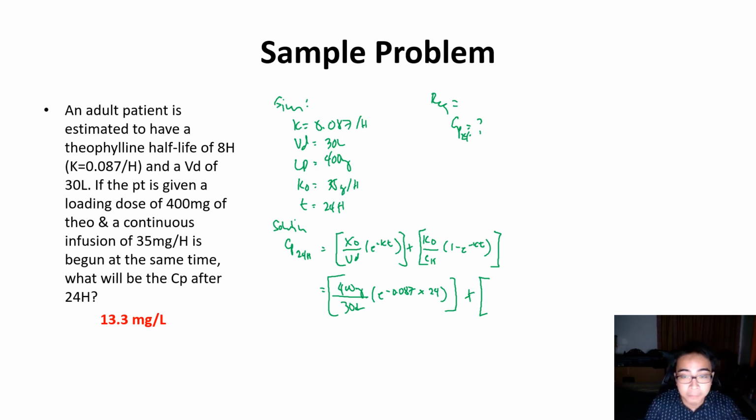Yeah, plus K sub 0, which is 35 milligrams per hour over clearance to, so that's VDK. 30 times 0.087, oops, times 1 minus E negative 0.087 times 24 hours. Okay, unahin natin to. Sorry kasi diretso ko sa calculator ko ha. Hindi ko na isusulat yung mga chorba. Okay.